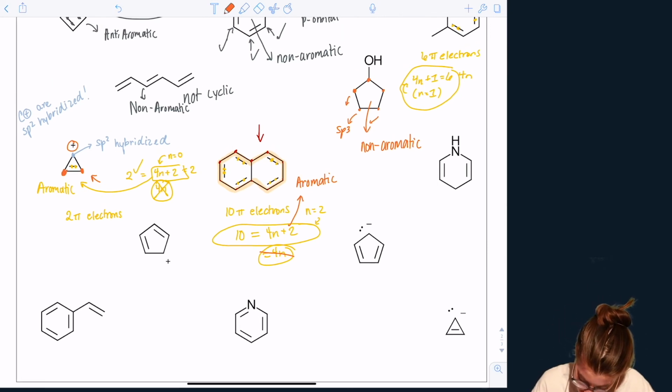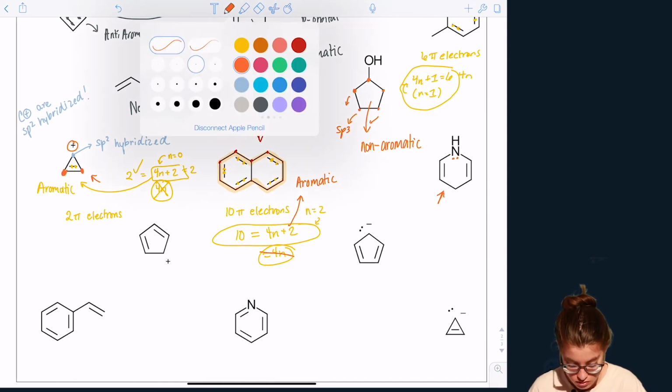Okay, how about this molecule? So you don't want to forget about lone pairs. Just because they're not drawn doesn't mean they're not there. So you need to be paying attention to that. So first question: is it cyclic? Yes, it is. Does every atom in the ring have a p orbital?